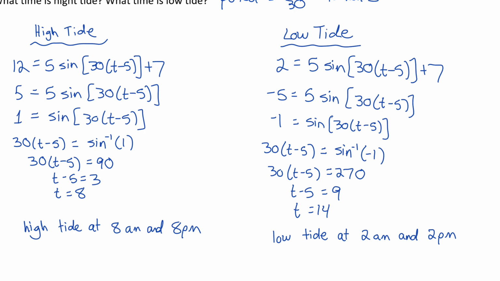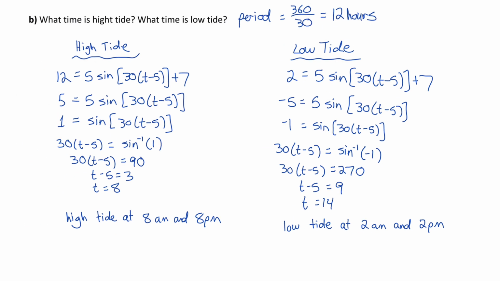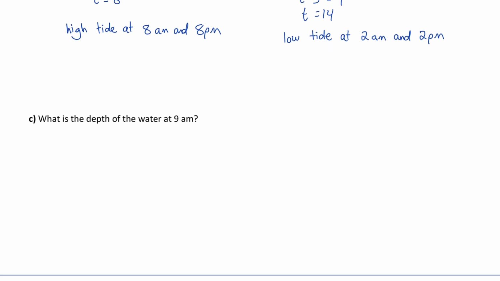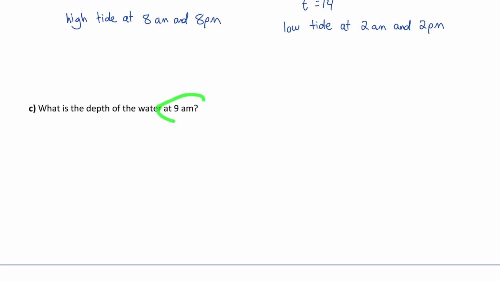So now that you know a couple ways to find the time of high tide and low tide, hopefully you feel comfortable with at least one of those two. And let's move on to part C, which says, what is the depth of the water at 9 a.m.?